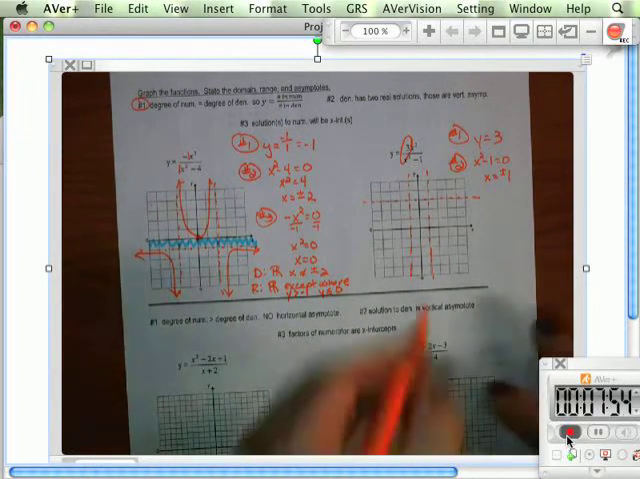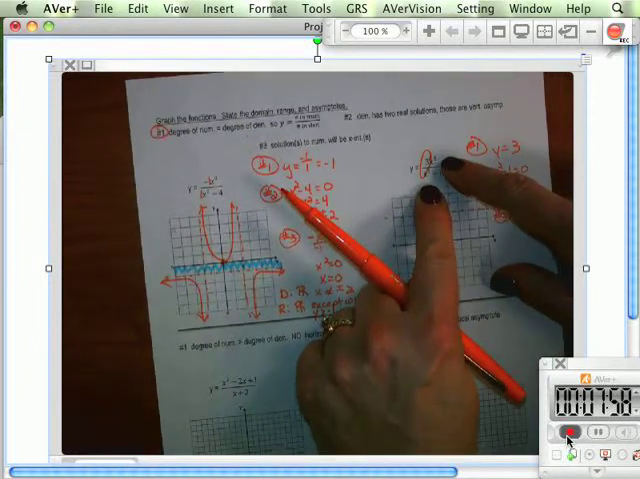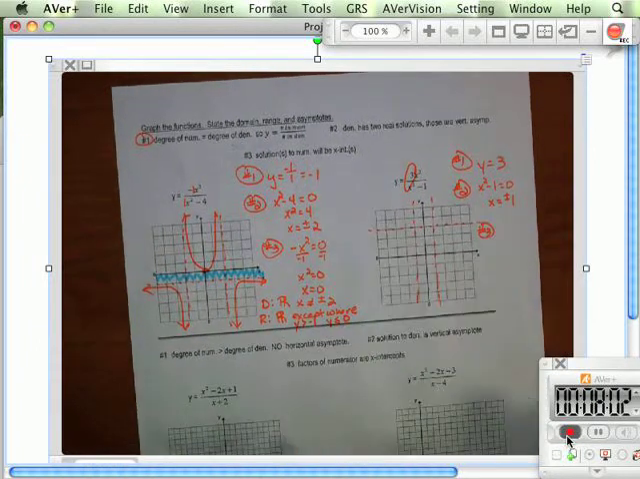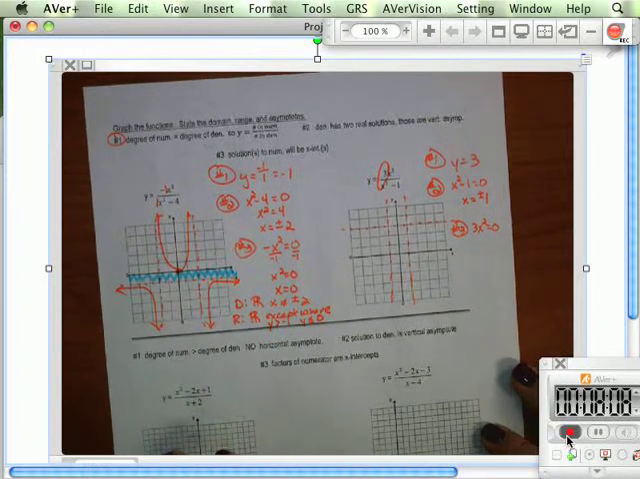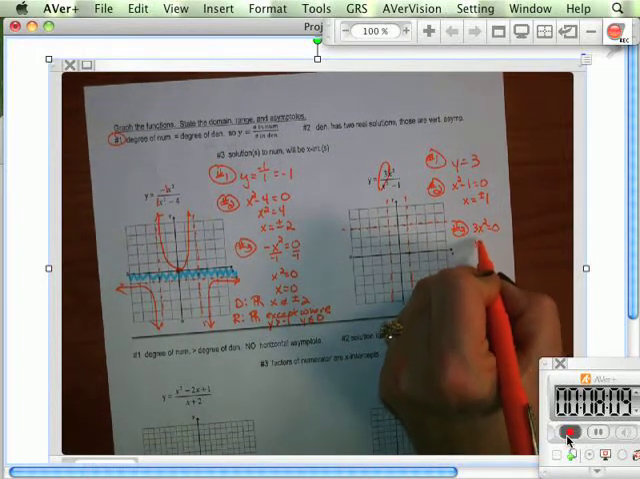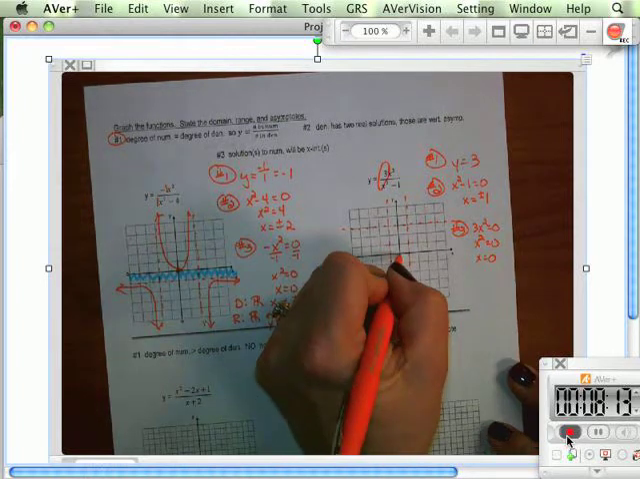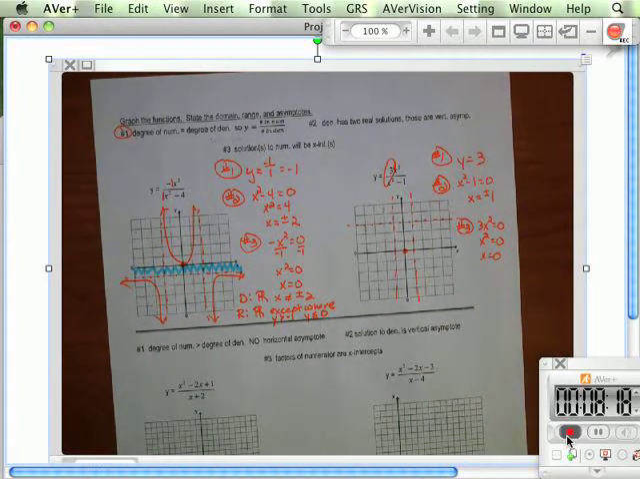Okay, and then number 3. And this all occurs when the degree in the numerator is the same as the degree in the denominator. So number 3, the solution to the numerator will be the x-intercept. So set that equal to 0 and divide each side by 3. X is just going to be 0. So I do have an x-intercept of 0. You've met all those requirements.